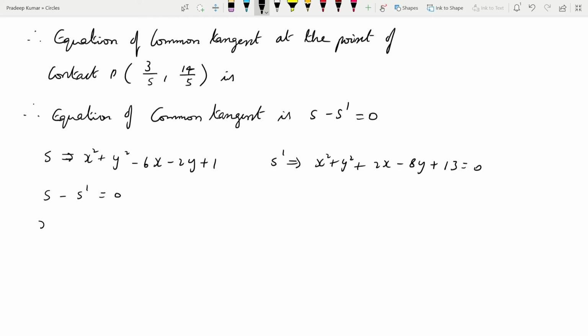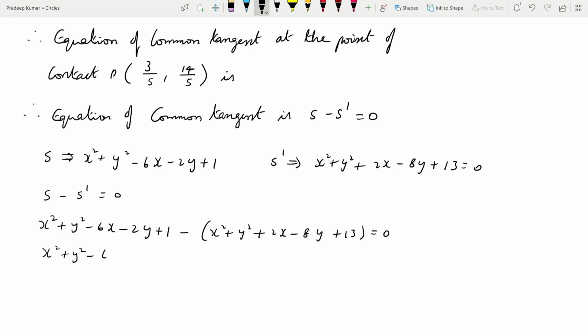This is x square plus y square minus 6x minus 2y plus 1, that was the first equation. The second one is minus of x square plus y square plus 2x minus 8y plus 13 equals 0. So let's apply the minus inside for the second equation. The first one I'm writing as it is, and for this I'm distributing the minus: minus x square minus y square minus 2x plus 8y minus 13 equals 0.